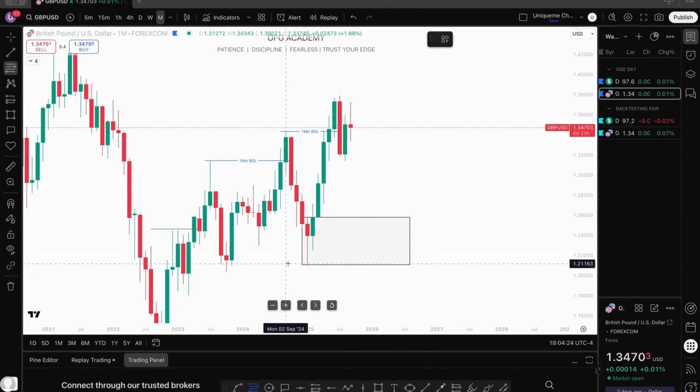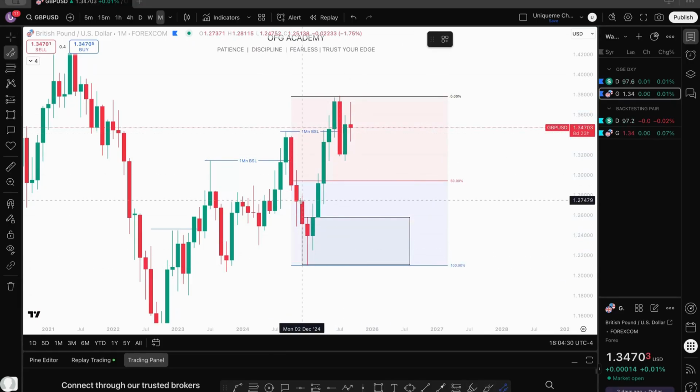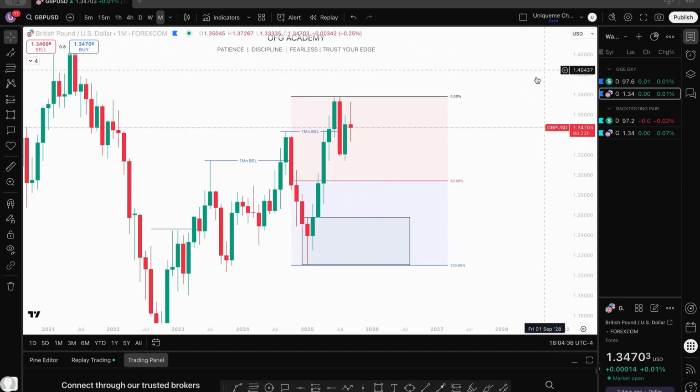My Fibonacci from the low to the high. And what do I have here? There's no fair value gap. I only have an order block in the discount level.